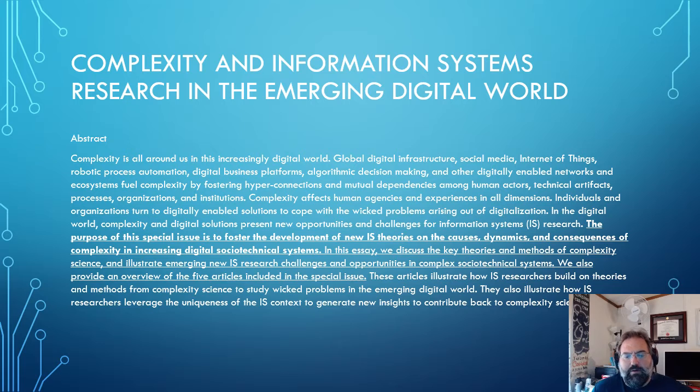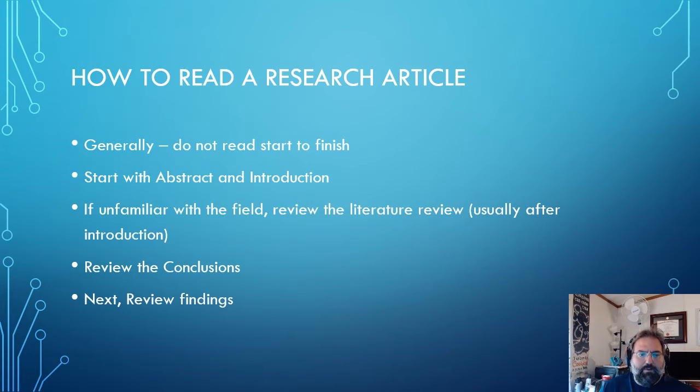And then if you take a look at what's underlined after the bold bit, that is actually an example of the subtopics that are going to be covered. So in this essay, we discuss the key theories and methods of complexity science. Okay, that's one subtopic right there. And illustrate emerging new IS research categories and opportunities in complex socio-technological systems, another subtopic. We also provide an overview of 5 articles included in the special issue. So this is basically giving you a sense of what the abstract is about in a lot of detail.